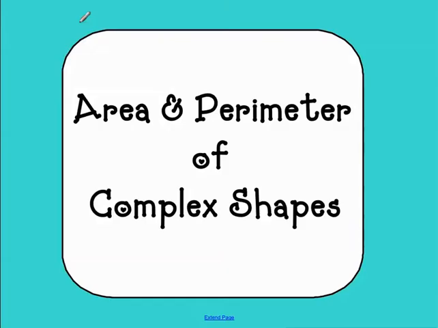Today we're going to be working on area and perimeter of complex shapes. And what I mean by complex shapes is multiple rectangles or squares put together so that you have to do a little bit of work to figure out what each of the sides are. So almost like a puzzle. It's kind of fun.